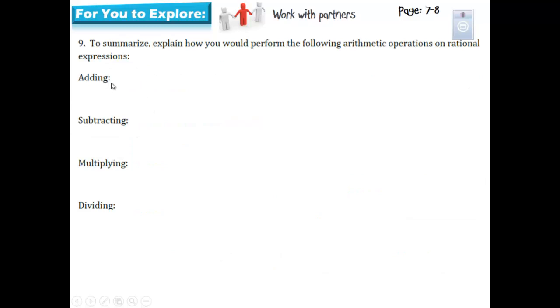It says, when it comes to adding, what would we do? If there's two rational expressions that we're adding together, what do we need to find? Well, think back to rational numbers. What did we find? We found the LCD, right? And once we had the LCD, we add the numerators. What about subtracting? Same thing, right? We found the LCD, and then subtract the numbers.